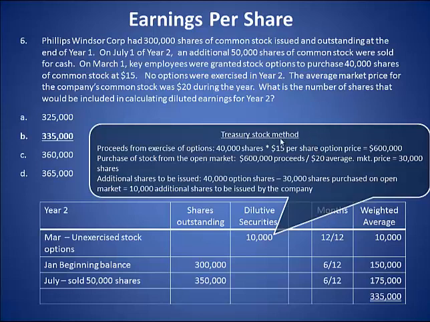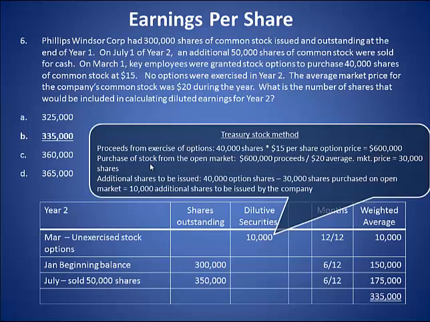So the procedure is, first of all, the proceeds from the exercise of the options, if we assume that they were exercised. That would have been 40,000 options, or 40,000 shares, times the $15 per share option price. That's going to equal proceeds of $600,000.